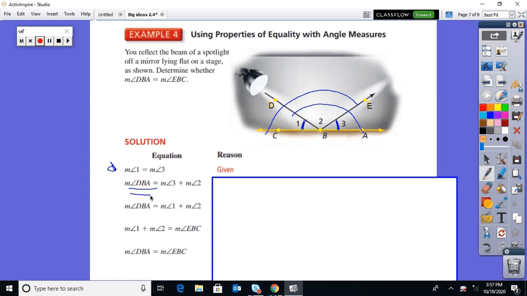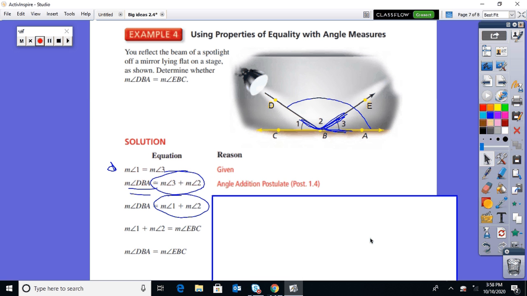Well, look at our next step here. Measure of angle DBA, D to B to A. I'm getting a little messy here. Let me back this up. So D to B to A, this whole big angle, is made up of angle 3 plus angle 2. Well, what property did we learn in the past that allows you to take two smaller angles and add them up to equal a bigger angle? And of course, that is the angle addition postulate. So I had this little angle plus this little angle equals the entire angle.